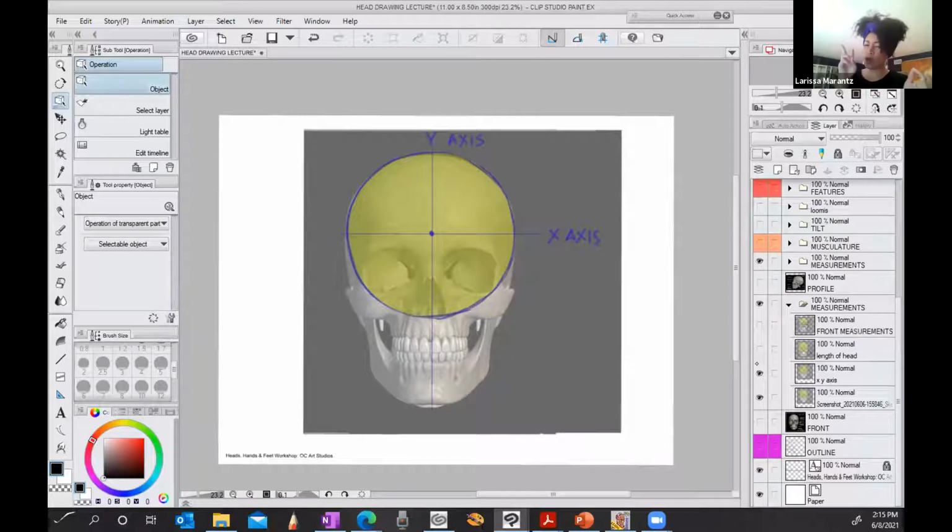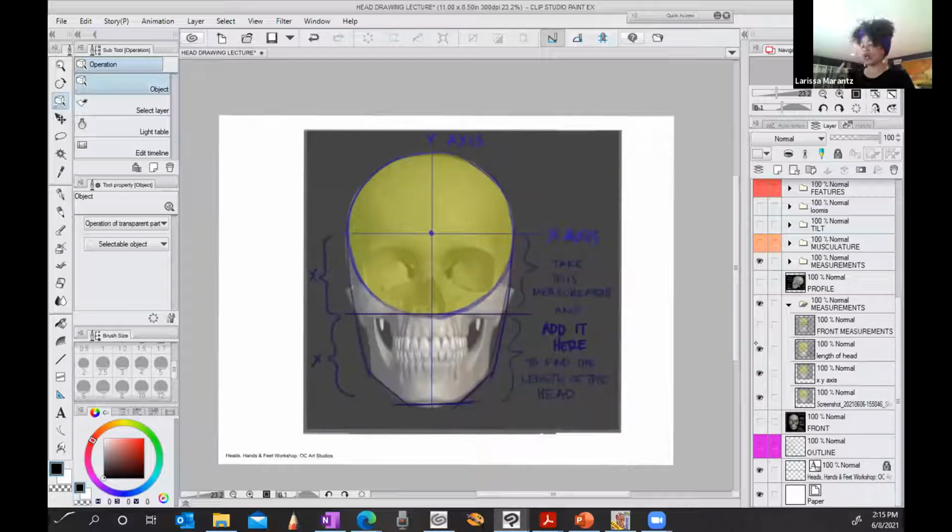Now, do you need to remember X and Y? No, you really don't. What you really need to remember is where those lines are placed. The x-axis is the center, and where that basically meets is at the top of the brow ridge, and the y-axis goes down.